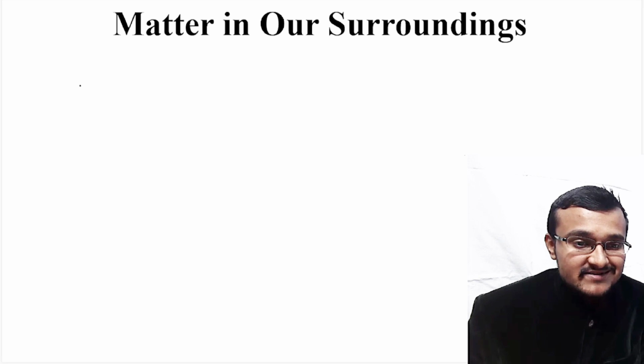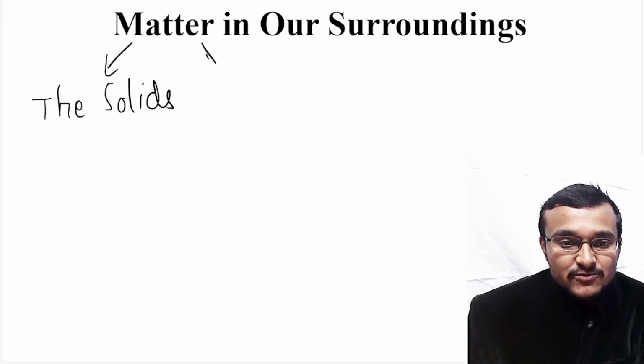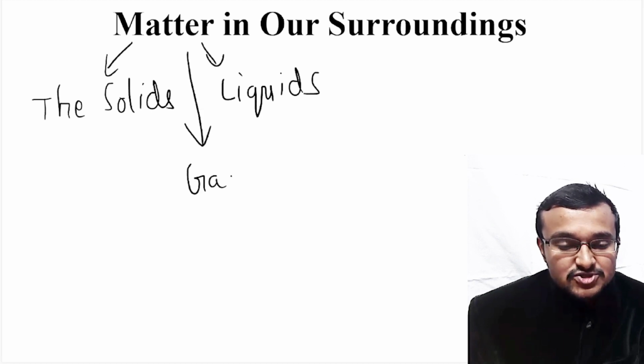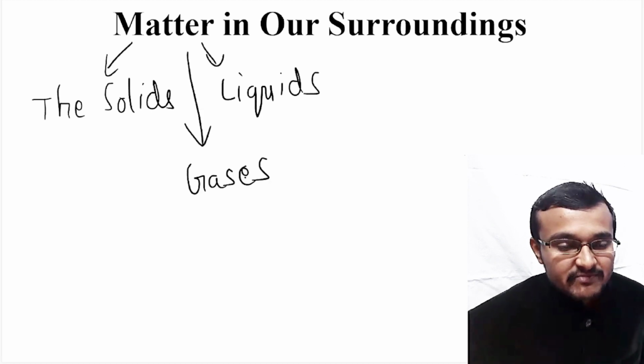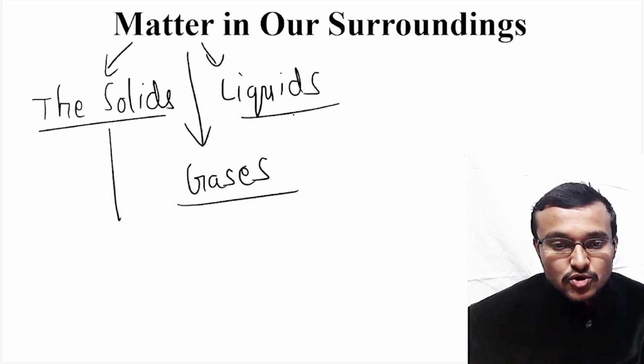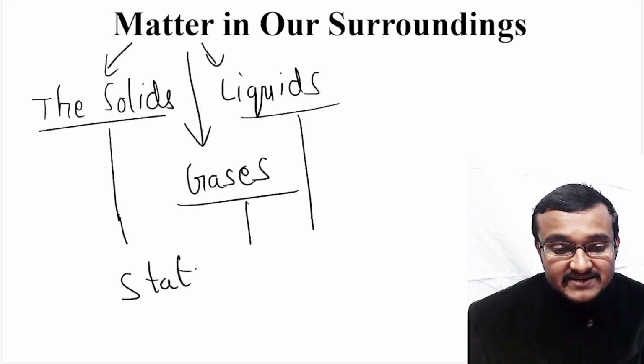Matter is classified into three different types. One is solids, the other is liquids, and the third division of matter is gases. These are the three divisions of matter, and these are known as states of matter.